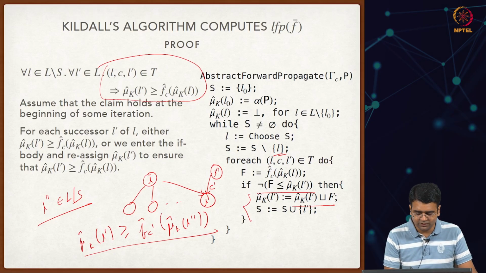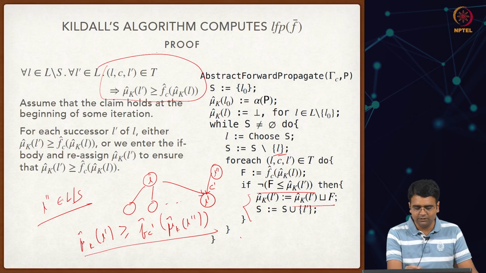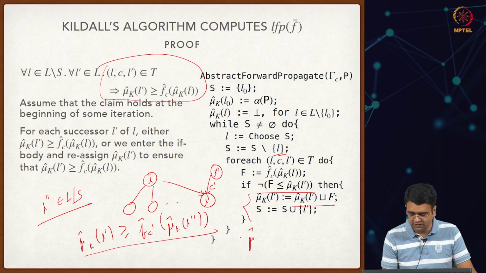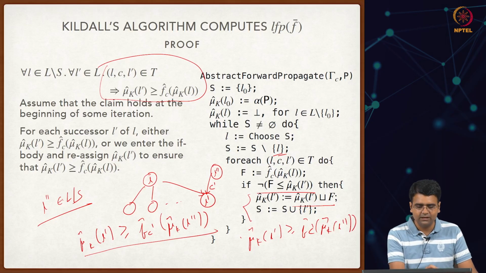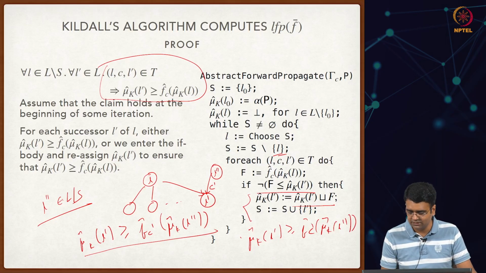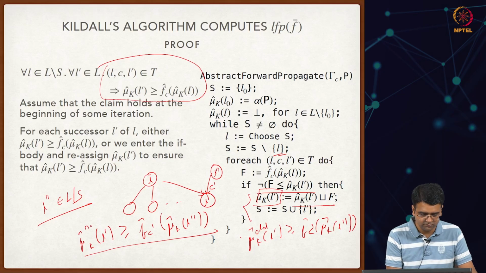But again, you can see that this will trivially hold, because I know that the original value holds. Remember we assume that this holds at the beginning of the iteration. So, at the beginning of the iteration, I know that the original value of mu hat k of L prime is greater than or equal to f hat C prime of mu hat k of L double prime, because L double prime is not in S. So, it is in L minus S, and the new value that is computed for mu hat k of L prime. So, this is the old value and this is the new value.